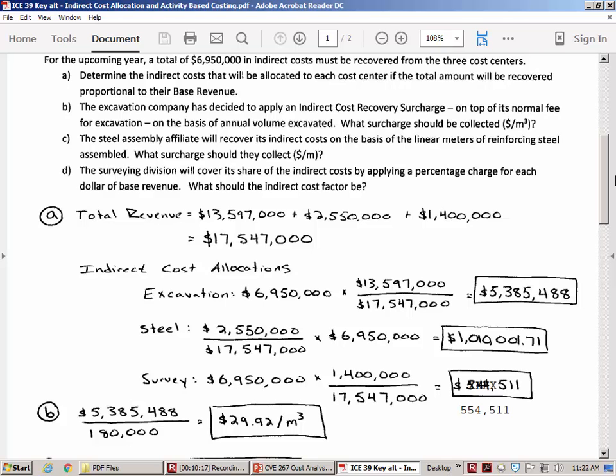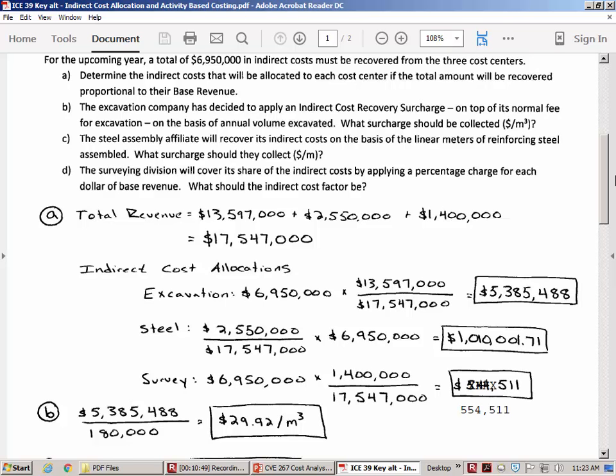All right, so for part A, the first thing that I did was I found the total revenue for the entire company, including the 3 divisions together. So we find that the total revenue is about $17.5 million. So the next steps, you can find the percentage that each subdivision is contributing to that total. So the excavation company, I did it as a fraction rather than as a percentage, but it's the same thing really. 13.6 million out of 17.5.